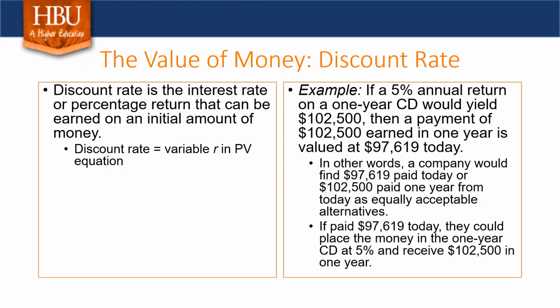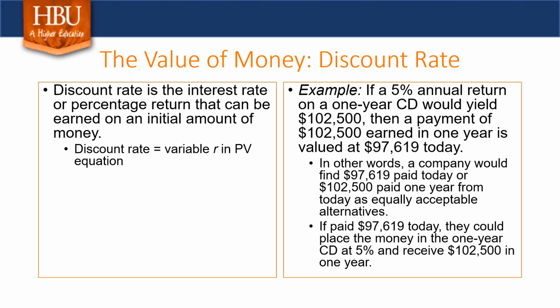Our next concept to think about in determining our value of money is a discount rate. Discount rate is the interest rate, or that percentage return that can be earned on an initial amount or initial investment. Discount rate is equal to the variable, or R, or that rate, in our present value equation. Think back to our previous slide.